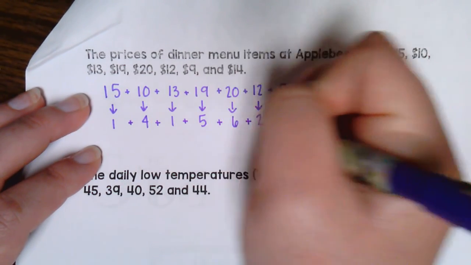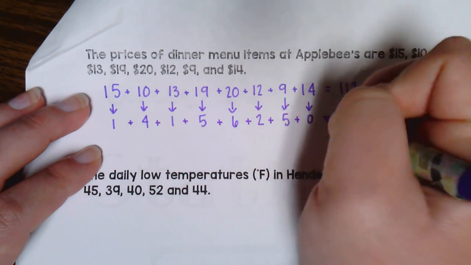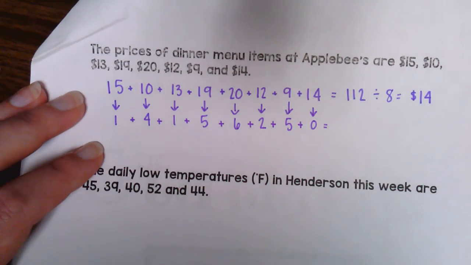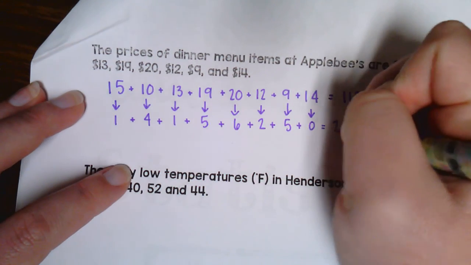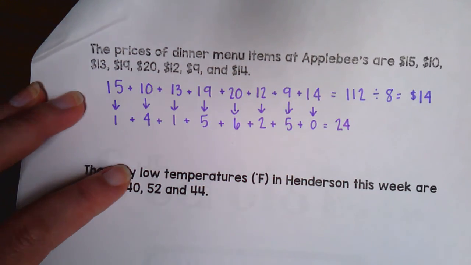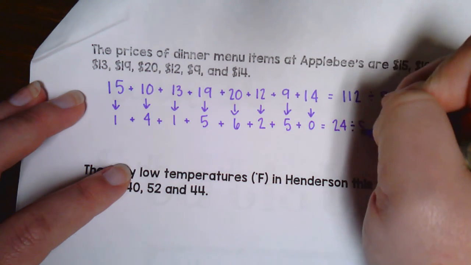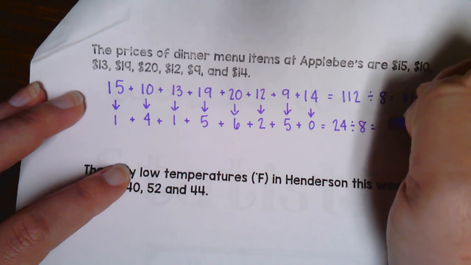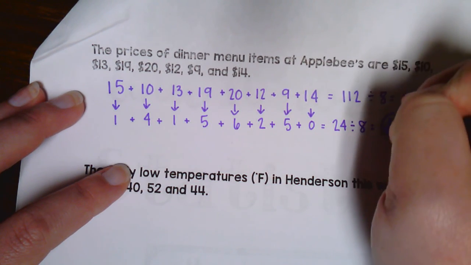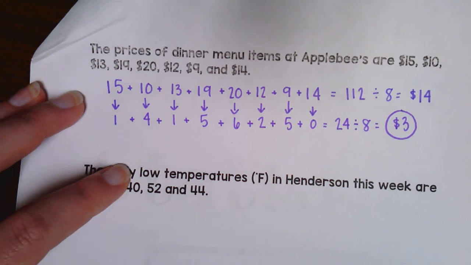So I have to start by adding, just like I did before. That gives me 24. And 24 divided by 8 is $3. So our mean absolute deviation is $3.